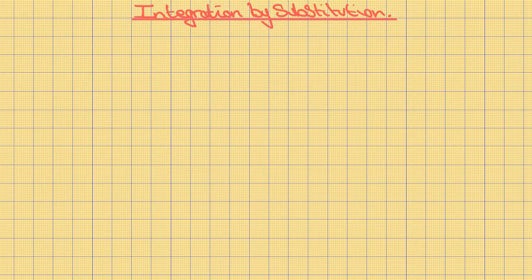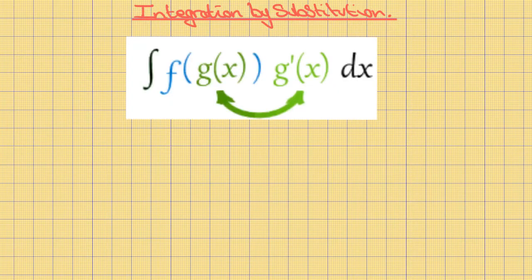Integration by substitution. Integration by substitution is a technique used when you have complex functions to integrate. It is really the inverse of the chain rule. You take a complex function which you need to integrate.